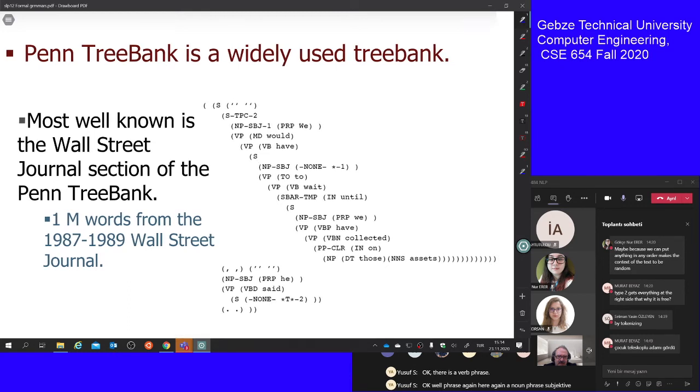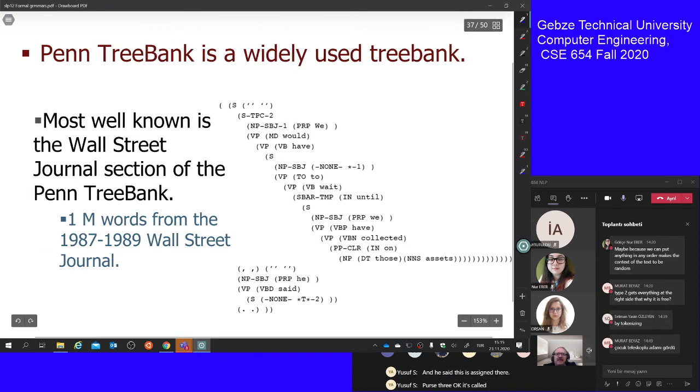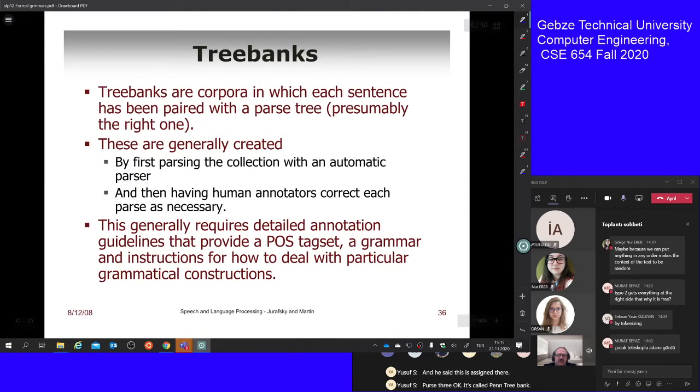Verb phrase. I don't know the meanings of those. It looks like there are many non-terminals in this rule, but this is a very large data set, corpora. 1 million words from the Wall Street Journal, and each sentence is parsed, and each sentence is assigned a parse tree. It's called Penn Treebank.